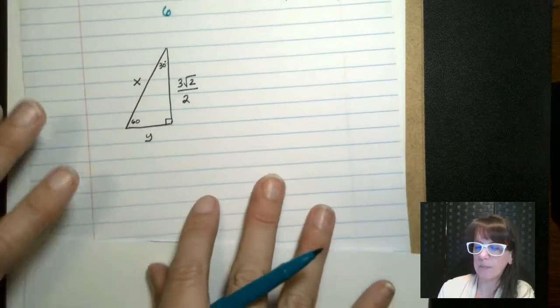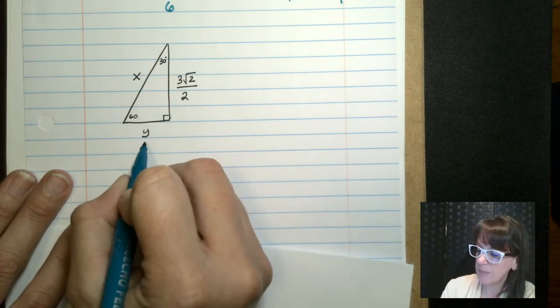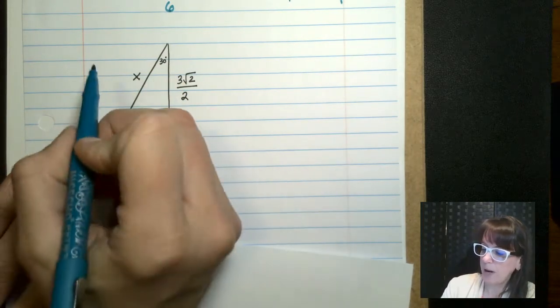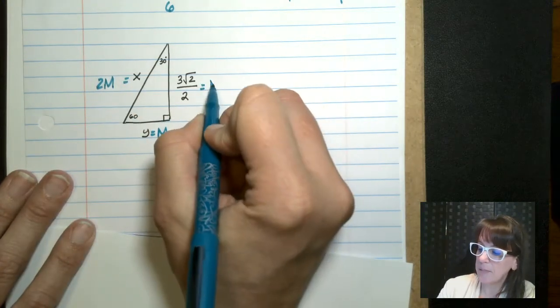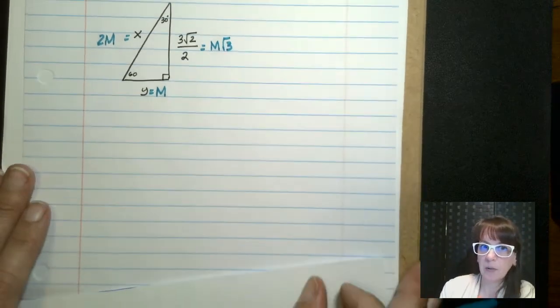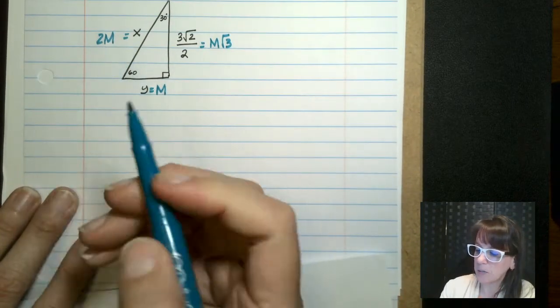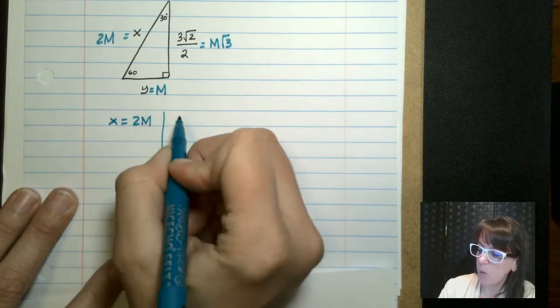So let's try this one. Okay, 30-60-90 triangle. Opposite 30 is our m. Our hypotenuse is double that. And the other one is m root 3 because there are 3 different sides. Now, I've got 3 equations here. I have x equals 2m. I have y equals m.